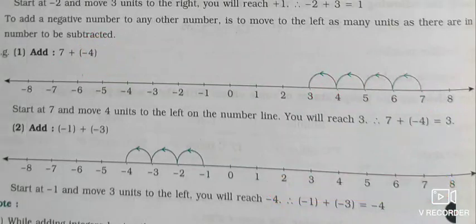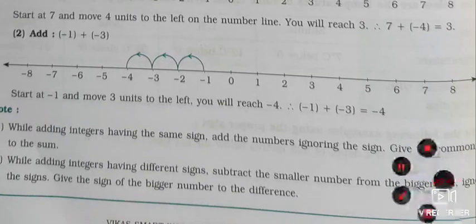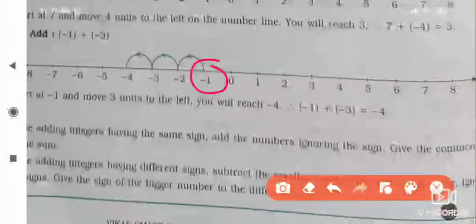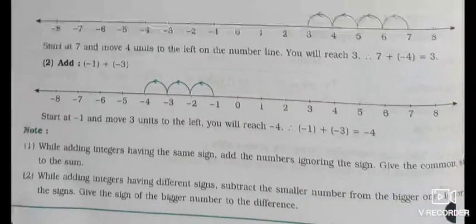Okay, if both numbers are negative, then how to do the addition of these numbers? So first of all, here it is minus 1 and to it what do we have to add? Negative 3. Since it is a negative number, we have to count towards the left side. So here it is 1, 2 and this is 3, and the answer is minus 4. So in that way we have to solve the addition of numbers on the number line.